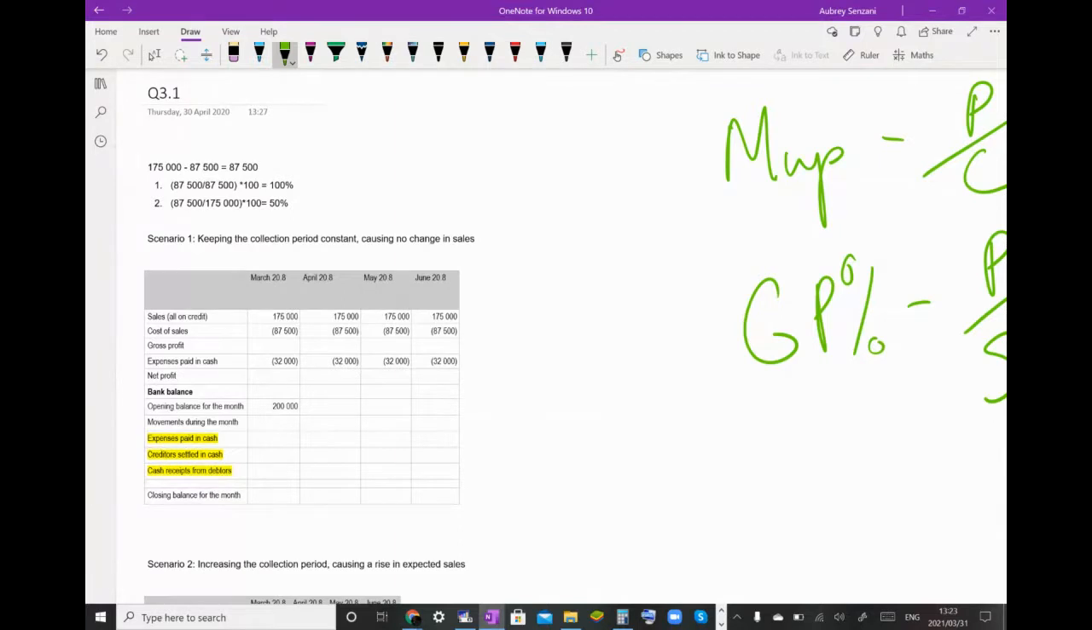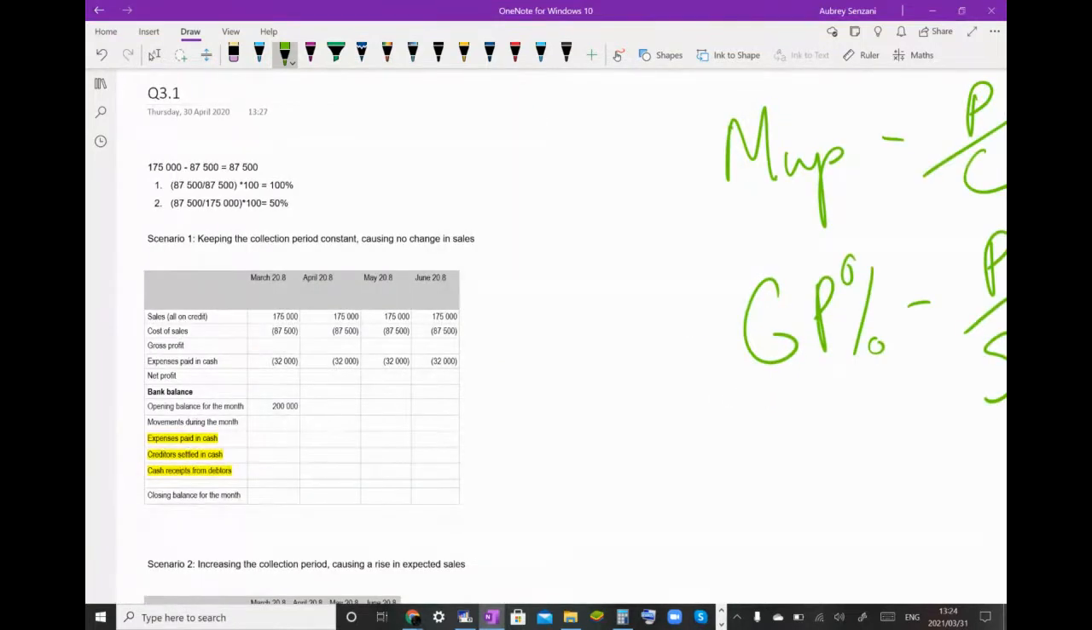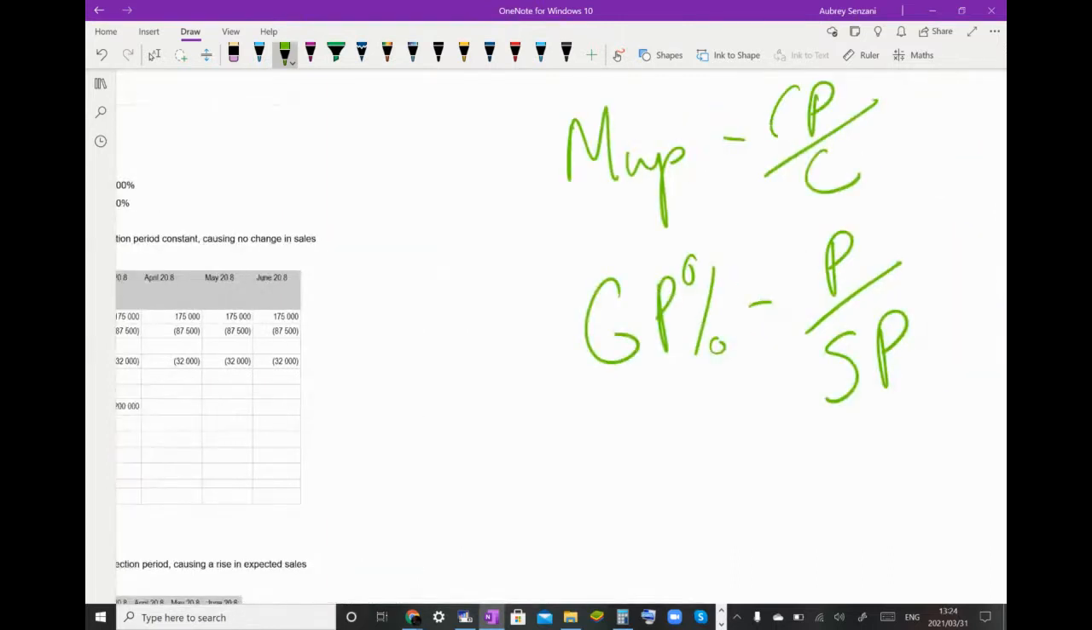If we look under scenario 1, it says keeping the collection period constant, causing no change in sales. Abbreviated statement of comprehensive income. There we've got our sales, then cost of sales, and then our gross profit. So first things first, in both of these formulas, we need to get profit first. And here when we're talking profit, we're talking gross profit, not profit. Maybe I should actually write that. Gross profit.